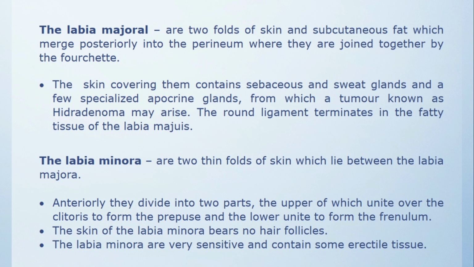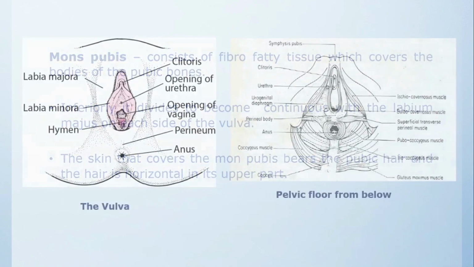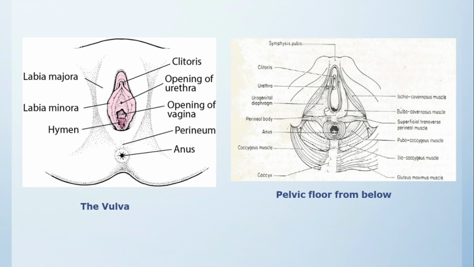The labia minora are two thin folds of skin. Look at this. This is the labia majora, which I've described, and this area is covered with skin. And this medial portion is the labia minora. It's a thin fold of skin, of tissue. You can see it, and even on this side too. This is the labia majora, and this thin fold of skin is the labia minora.